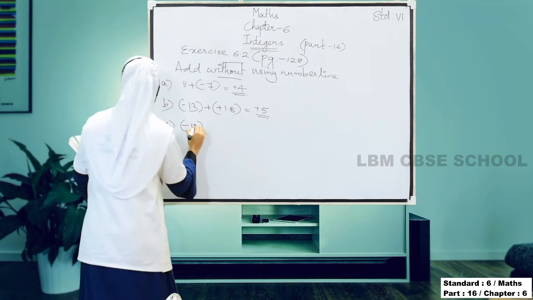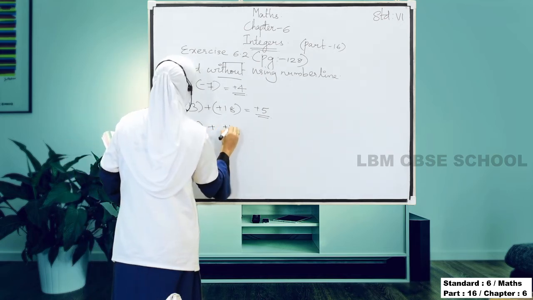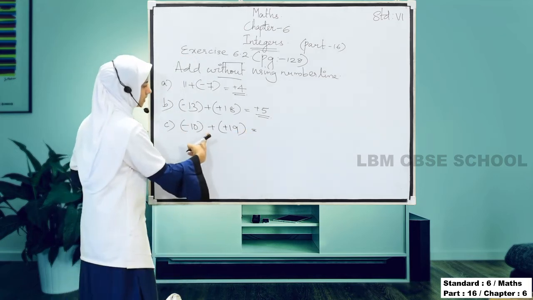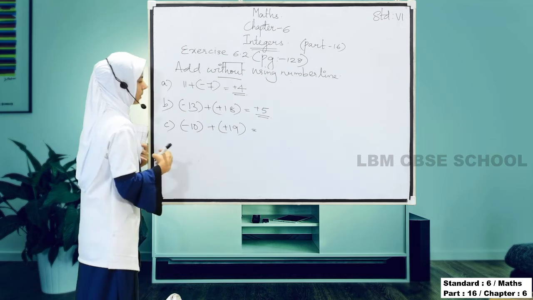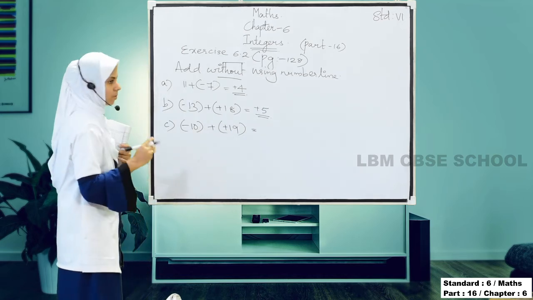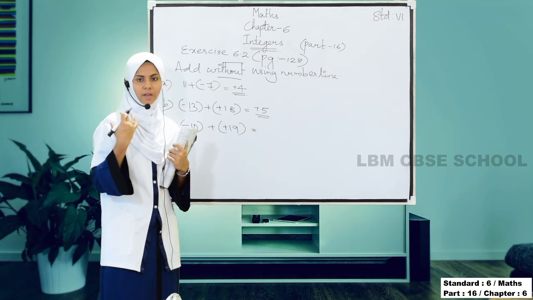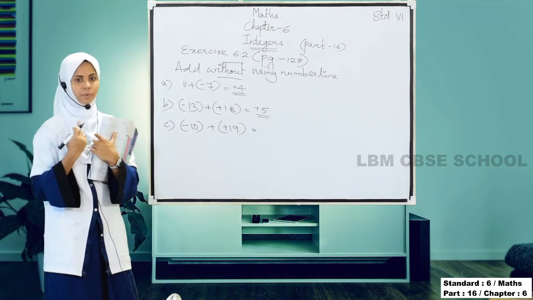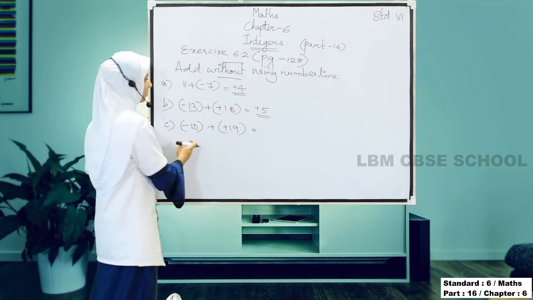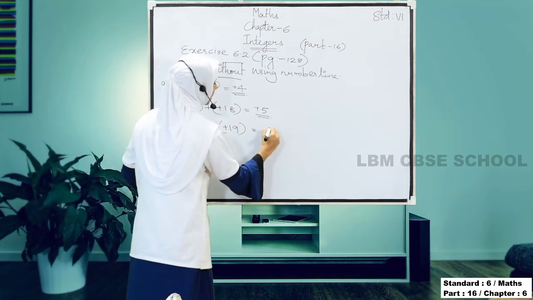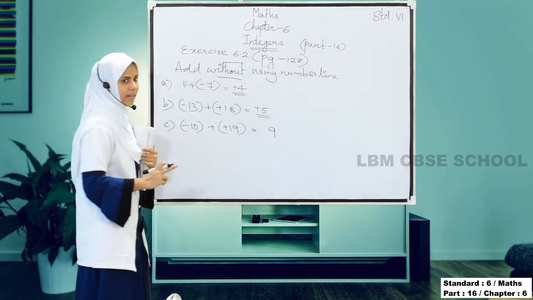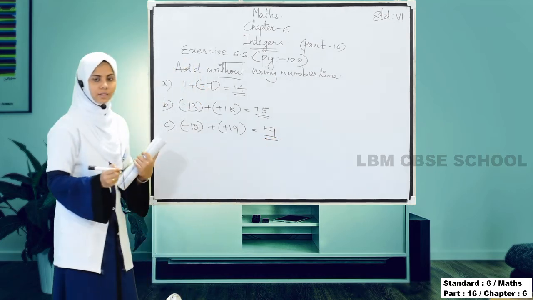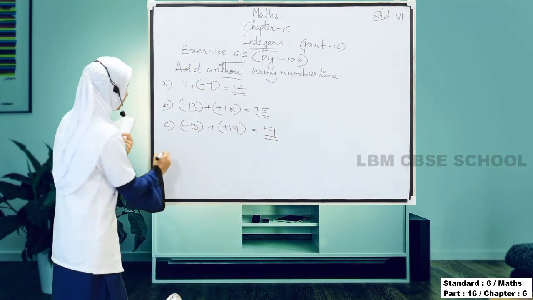Minus 10 plus 19. One number is negative and one number is positive. So when we add one negative and one positive number, we have to subtract those two numbers and put the greater number's sign. So here we subtract 19 minus 10, we will get 9, and the greater number is 19 and the sign of 19 is plus. Understand? Then moving to the next question, question number D.